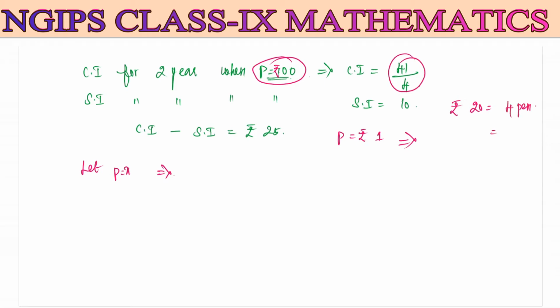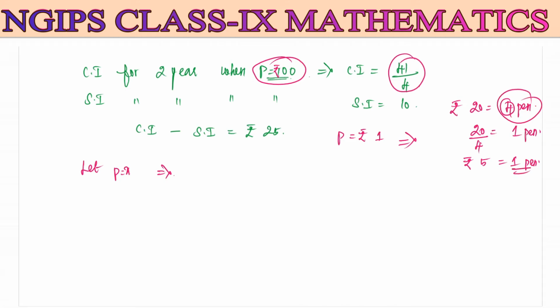So to know the cost of 1 pen, you just need to divide 20 by 4. If you divide 20 by 4, you are going to get 5 rupees. Is it clear? So 1 pen is equal to 5 rupees. When you divide this to the opposite side, you are going to get 1 pen cost.